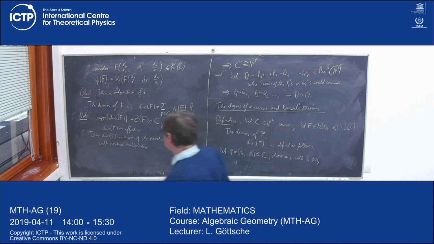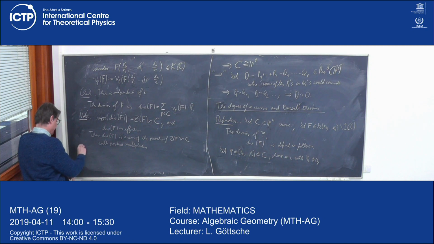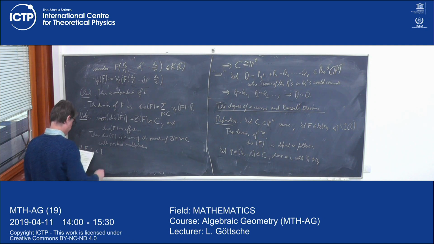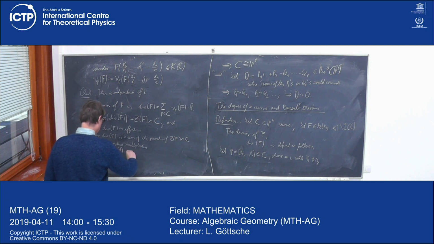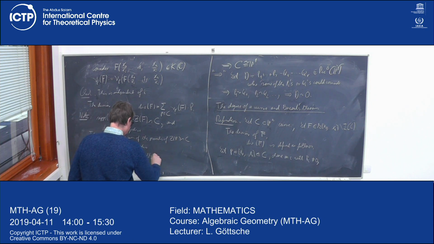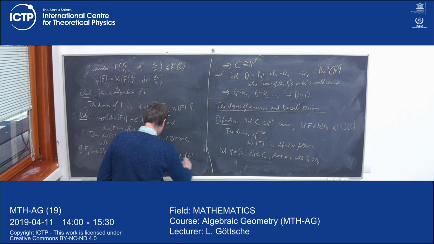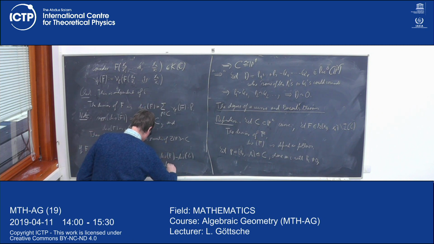We can also see that if f and g are polynomials in k[x0, ..., xn], both of the same degree, which both do not lie in the ideal of C, then if I take the divisor of f minus the divisor of g, you can easily check that this is just the divisor of the rational function f divided by g.